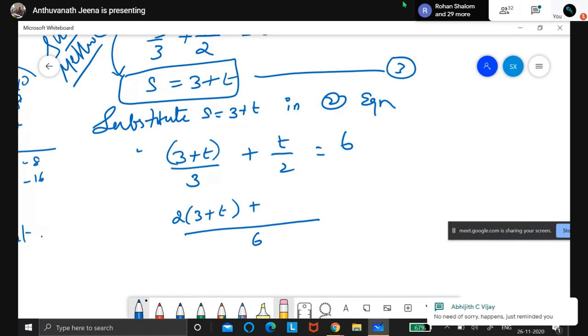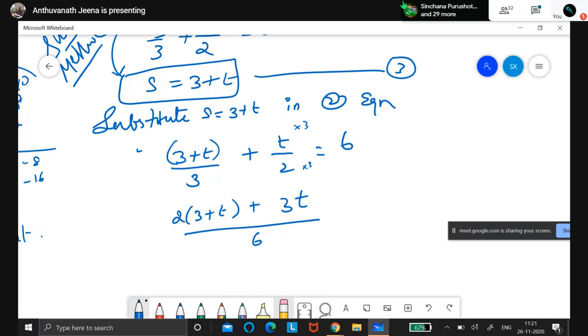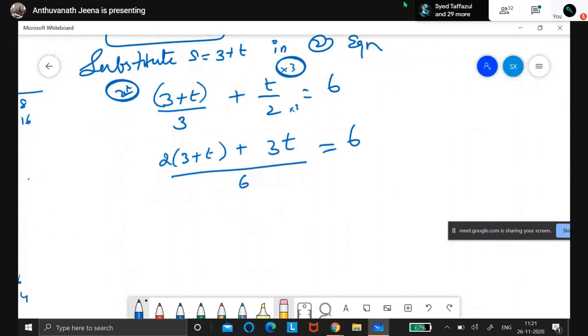Yes, LCM, very good. LCM is 6, which means you multiply here by 3. When you take the LCM, you should multiply that 3 on top. That is the procedure. Do that procedure correctly. Here you will be multiplying by 2, here by 3. This is rough work. Remember. So you will get 2 into 3, 6. 6 into 2t plus 3t divided by 6.